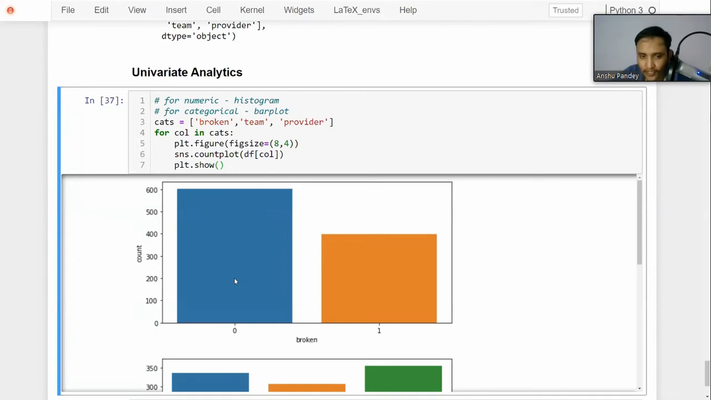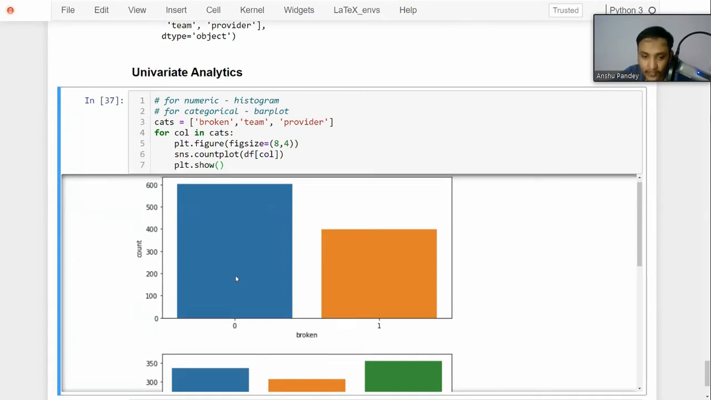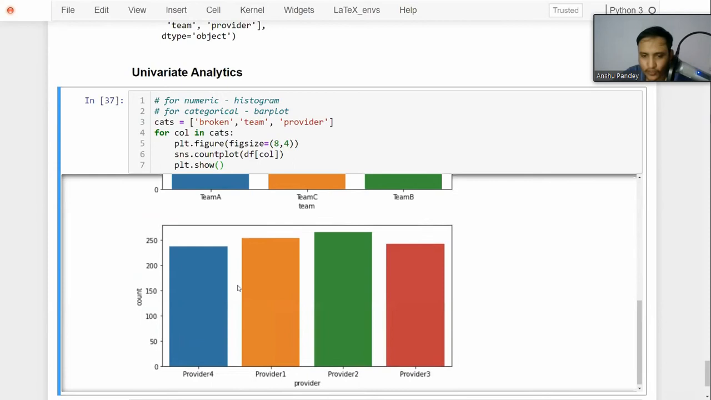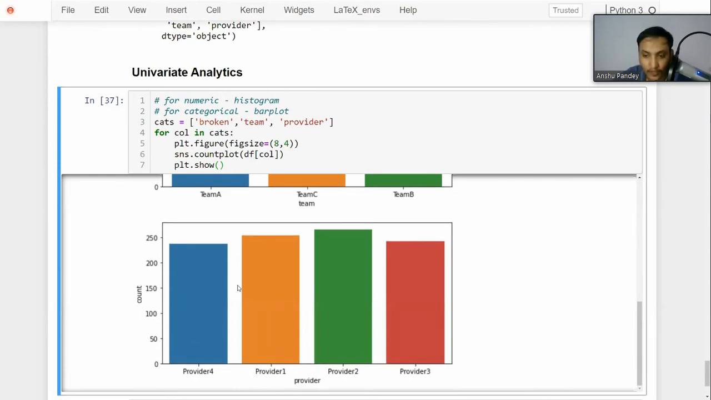As you can see, broken shows that almost 40% of machines are damaged. Team shows that team B is handling a slightly higher number of machines compared to A and C. Provider shows that almost all the providers are selling an almost equal number of machines to the factory, so the vendors or sellers are equally prioritized.